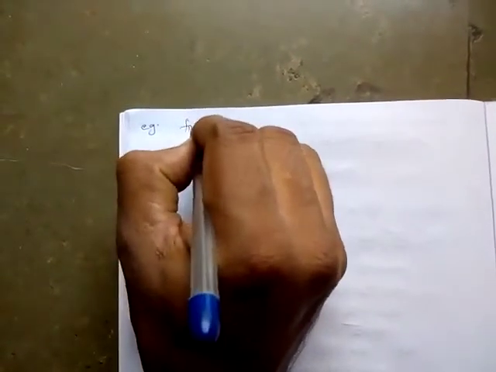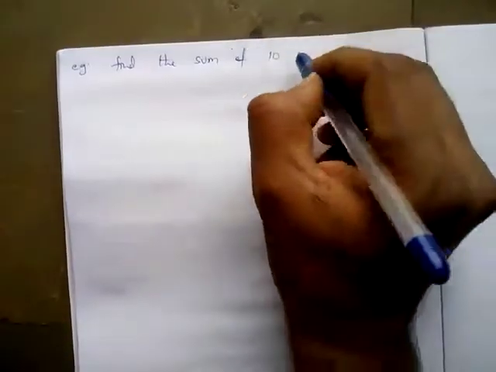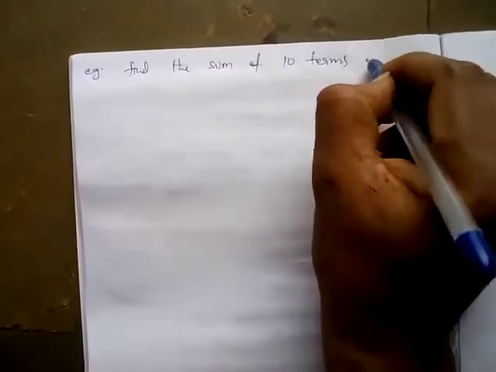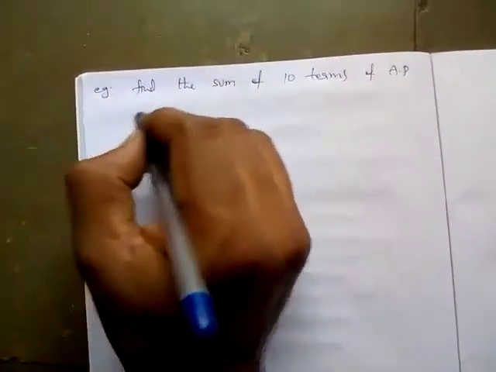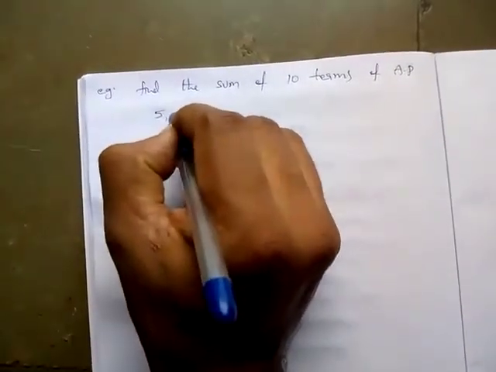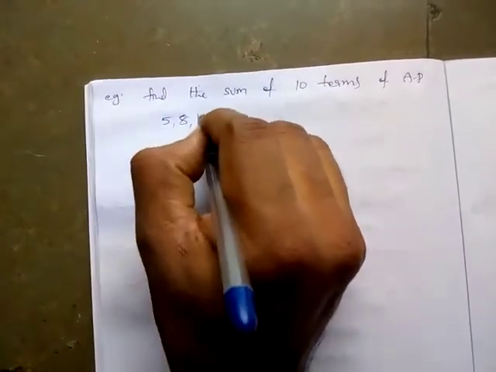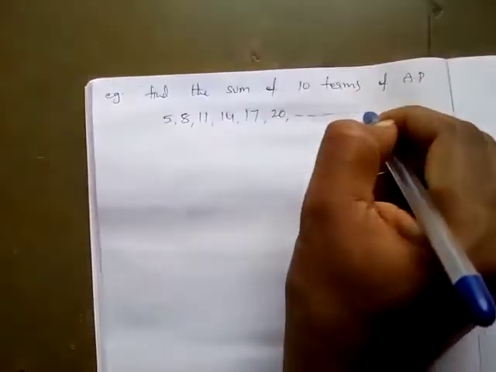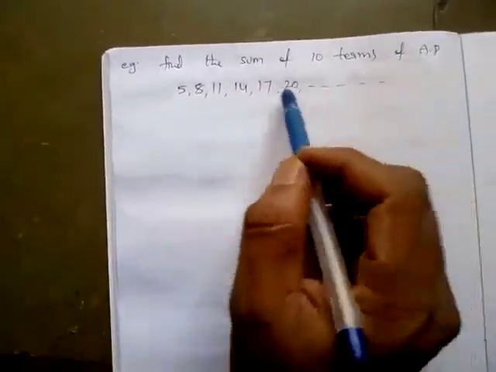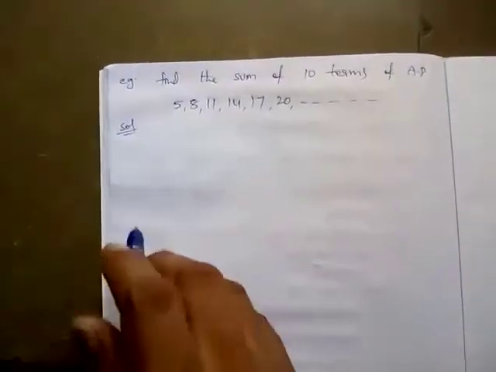One more example. Find the sum of 10 terms of the AP 5, 8, 11, 14, 17, 20, like this series. In this series, it is asking for the sum of 10 terms. So first you have to find the A value and D value, compulsory.